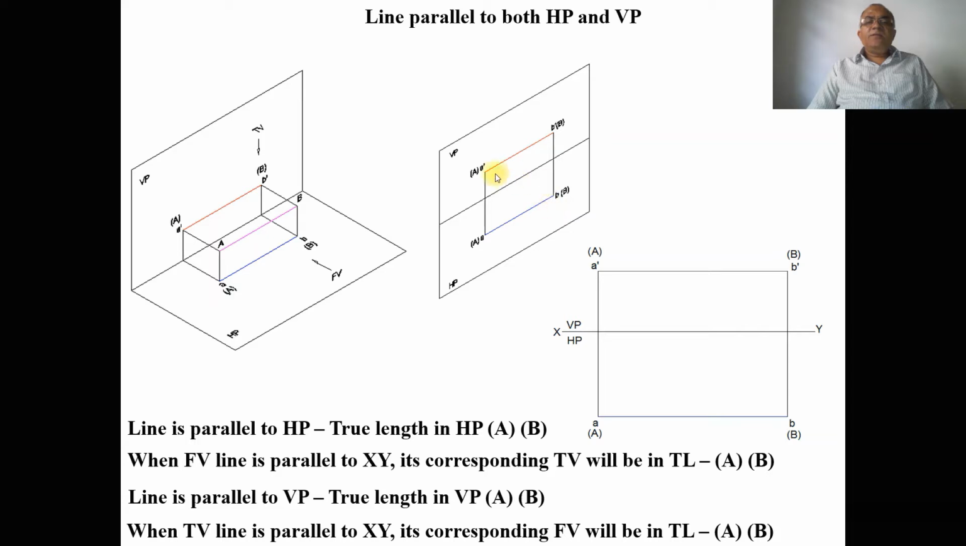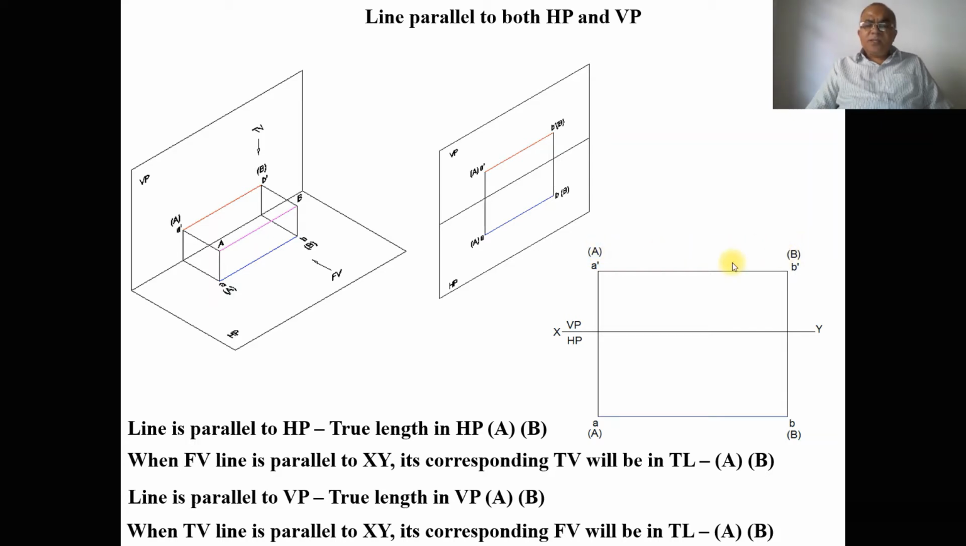Its true length is in VP. So you can see that it is true length in the vertical plane. That is capital A and capital B. In other words, when the top view line is parallel to XY, its corresponding front view A dash B dash is in true length. Therefore, we can see here capital A and capital B.